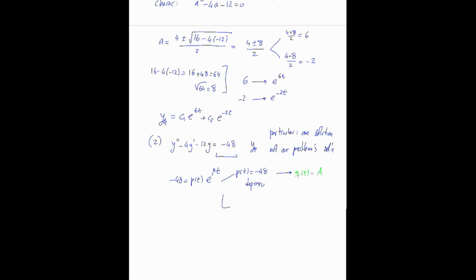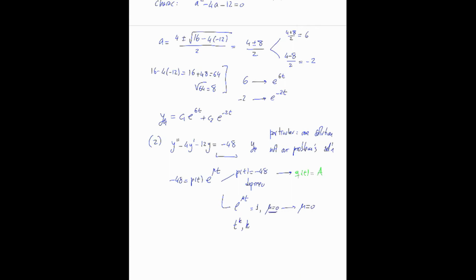E to the mu t, we don't see it. Actually, it's sort of hidden. So this is 1 for mu equals 0. And here you also get mu equals 0. And t to the k, where k is the number of times mu equals 0 is a solution of the characteristic equation.